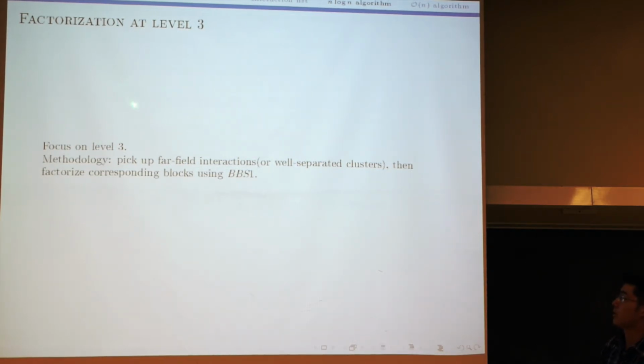At level 3, where there are 4 subintervals, we can see there are well-separated clusters. For example, the first subinterval and the third or the fourth subinterval. So we are able to compute the factorization corresponding to the interaction between those two clusters using BBS1.